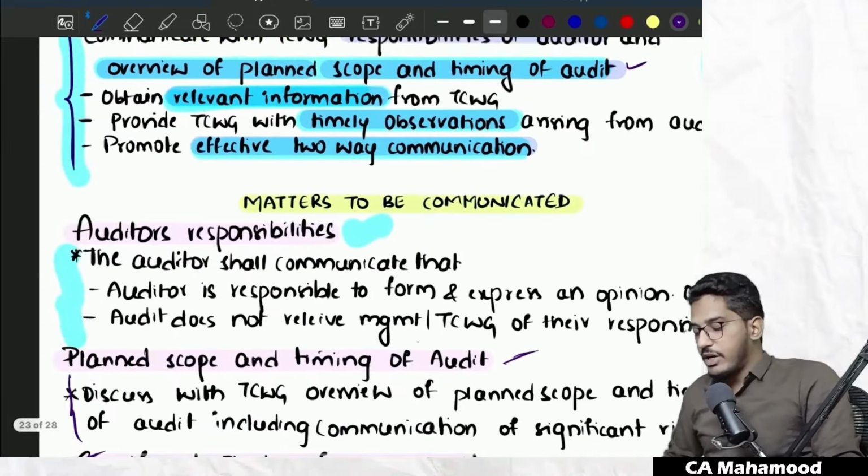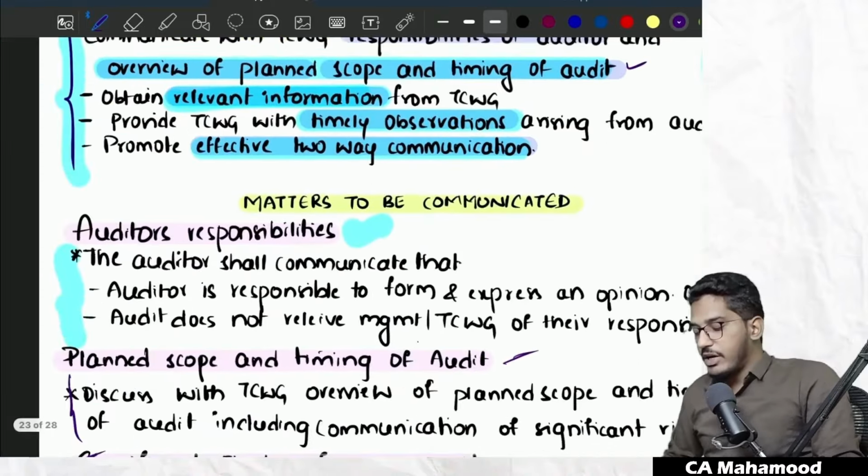Number two, you are even required to communicate the overview of planned scope and timing. So when I say you have to communicate the planned scope and timing of the audit, what exactly will you communicate? They say discuss with those charged with governance only an overview of the planned scope and timing of the audit, including communication of significant risks. What major risks have we identified? What is your overview of the planned scope and timing?